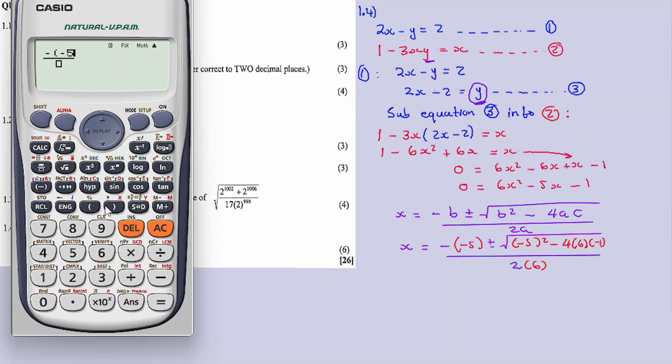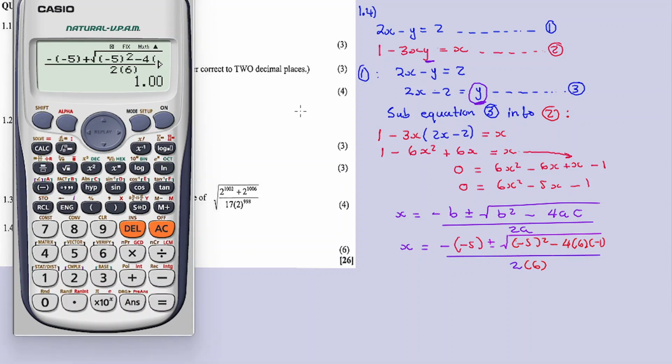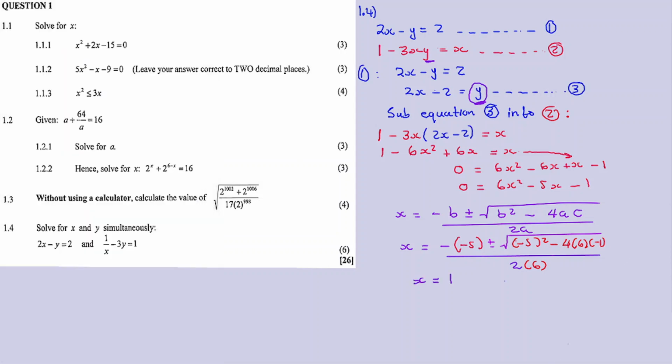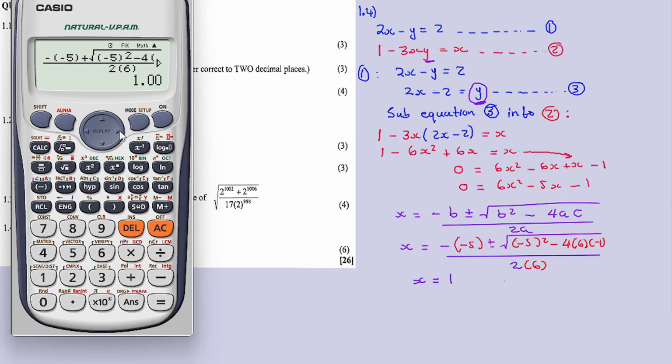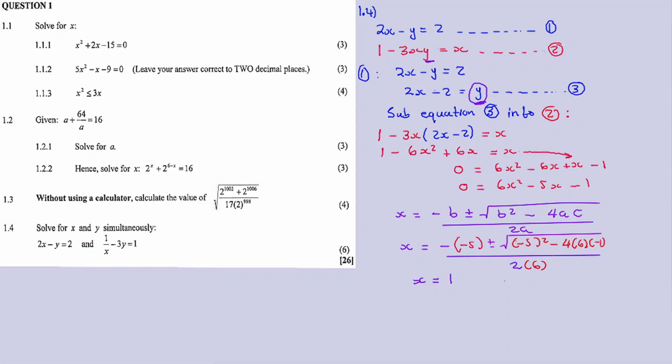minus 5 plus the square root of minus 5 squared minus 4 times 6 times minus 1, divided by 2 times 6 is equal to 1. So our first root is 1, and then the second one, it's minus 1 over 6.